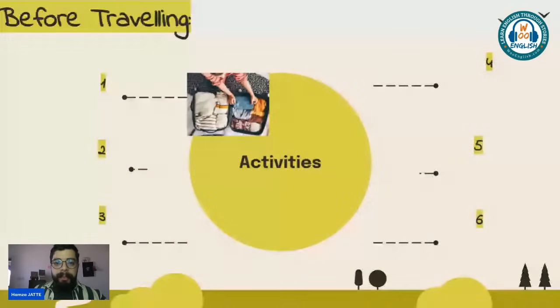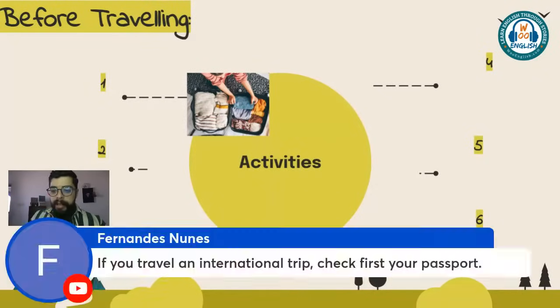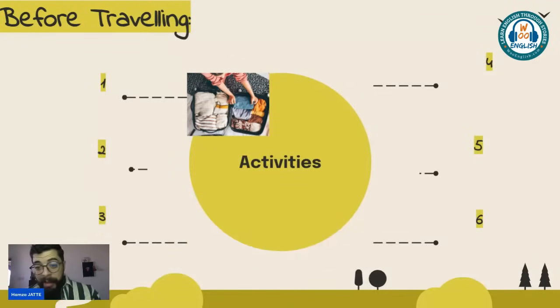The first one, this is the first one. This is what Amin talked about earlier. So let me see first what Fernandez is saying. Fernandez is saying, if you travel an international trip, check first your passport. I completely agree. And if they ask for a visa, for sure you should go ask for a visa. Sometimes papers are very important. You can plan everything, but if you forget to plan your papers, that can get you in some big trouble.